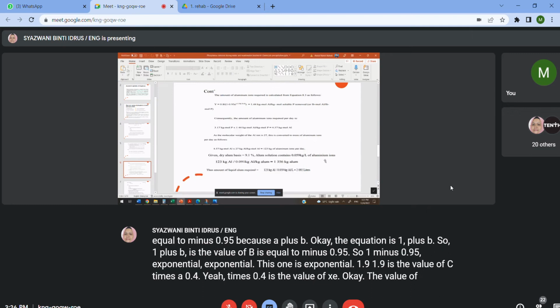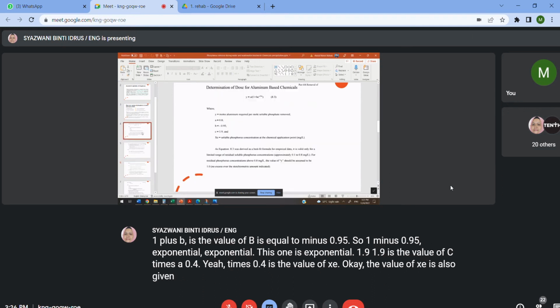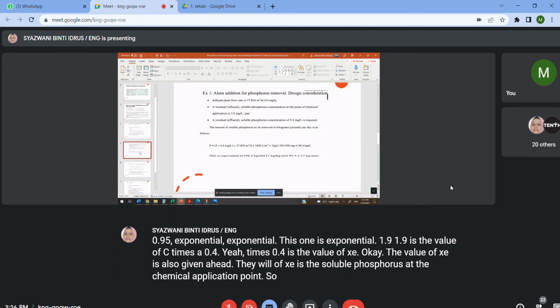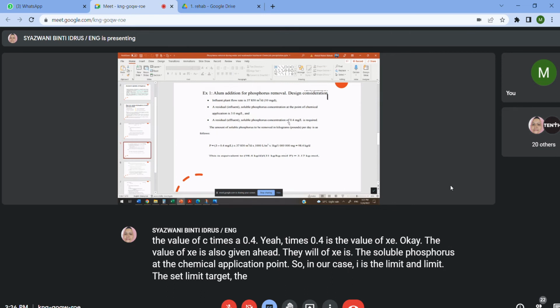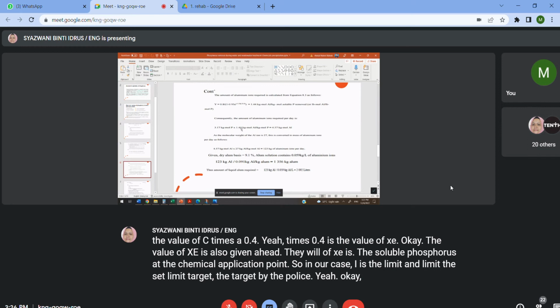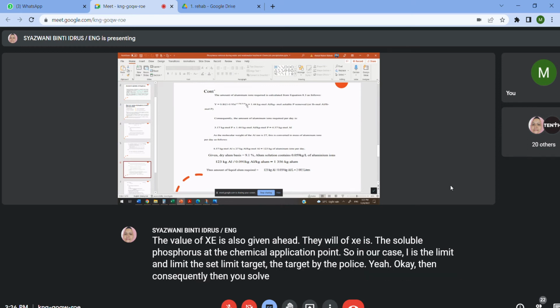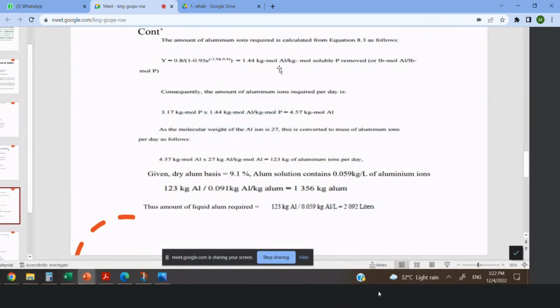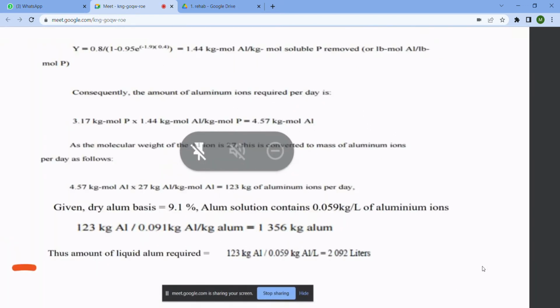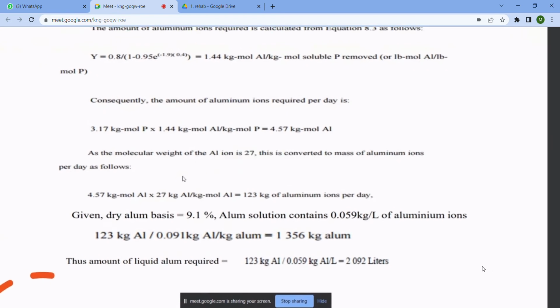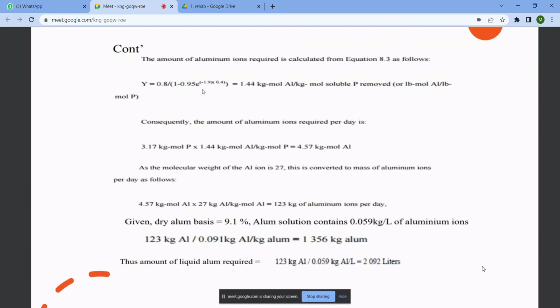The value of xe is also given. It is the soluble phosphorus at the chemical application point. So in our case, it is the limit, the target set limit by the authorities. Then you solve the equation and you get 1.44 kg mole. So you want to try whether you can get 1.44 or not. This one, y is equal to 0.8 over 1 minus. You can try, so that you know you should be able to get 1.44. You can try now, 1 minute.